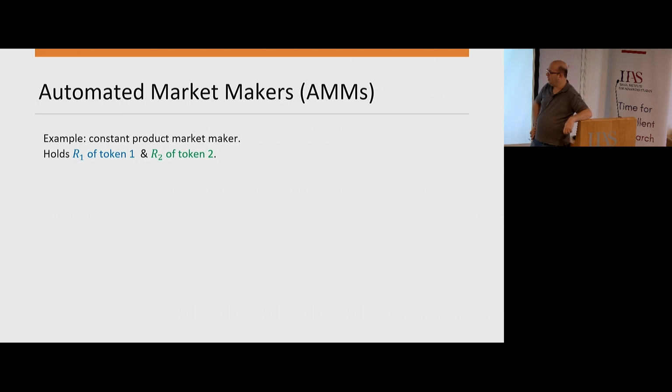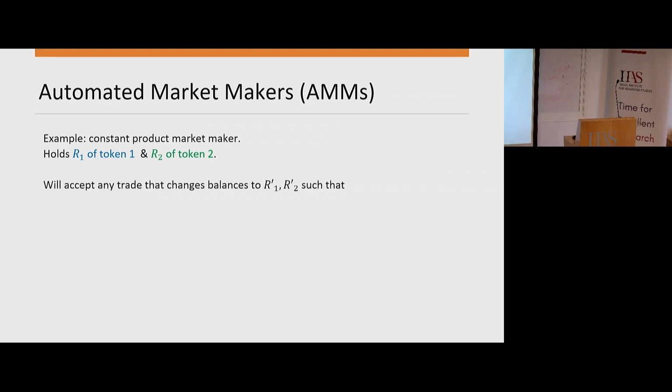The market maker actually holds some amount R1 of token 1 and some amount R2 of token 2. And it will accept trades between these two tokens. So you can say I'm going to give you some amount of R1 and take away some amount of R2. And it will accept changes of balances that shift it to R1 prime and R2 prime such that the product of these two remains the same. This is why it's called constant product.